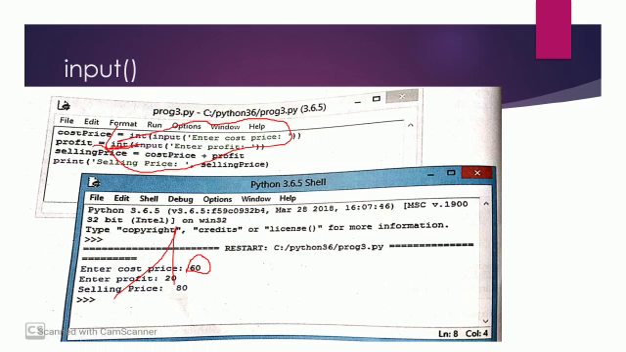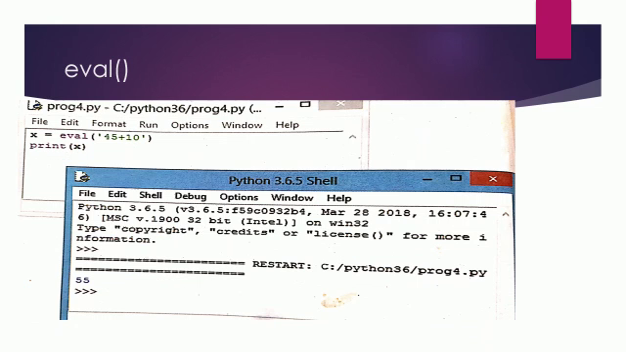If there is no int preceding the input function, there is no issue. You can give any input, whatever it is. If it is an alphabet, if it is a number, it's okay. Okay, now I think you got what an input function is. Now we'll go to the eval function.